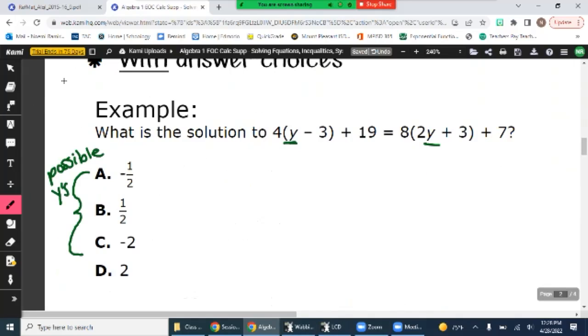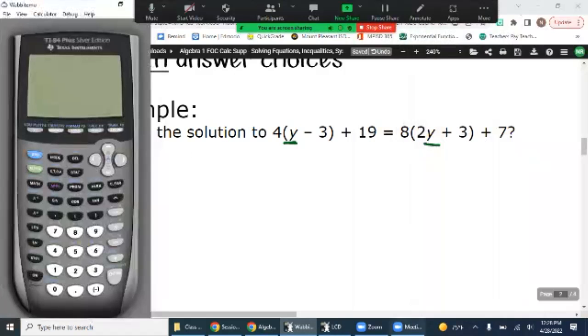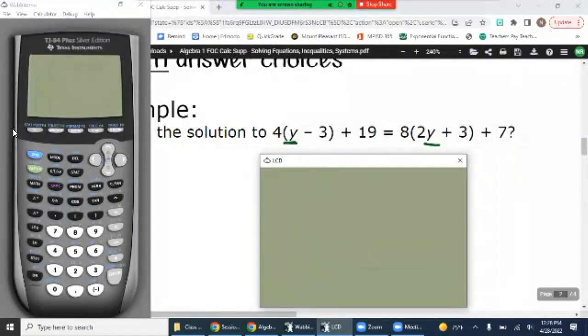Now, because they are possible y's, what can I do with these? Substitute. You can store them. So I can store them for a y value. Much easier way to do this. All right, here we go. So the very first answer choice that we got is what? -1/2. So I'm going to type in my negative 1/2, then store it as a y, alpha y. Make sure you're paying attention to which variable you need to type in. And then after that, we can type in the equation exactly the way we see it.